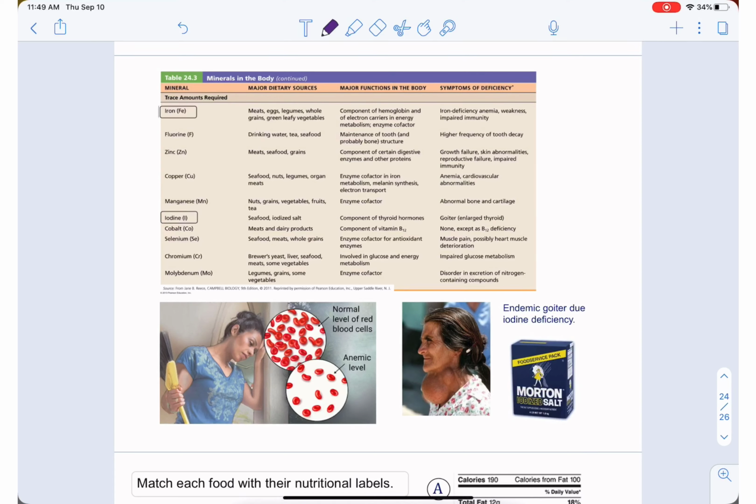Iron, we talked about iron before. Iron's a component of hemoglobin, and it allows hemoglobin to carry oxygen. So it's important in red blood cells being able to distribute oxygen throughout the body.